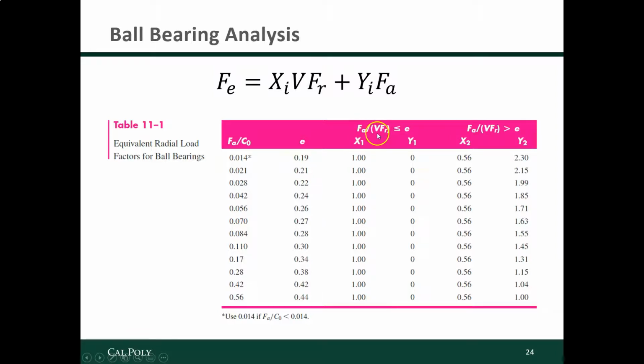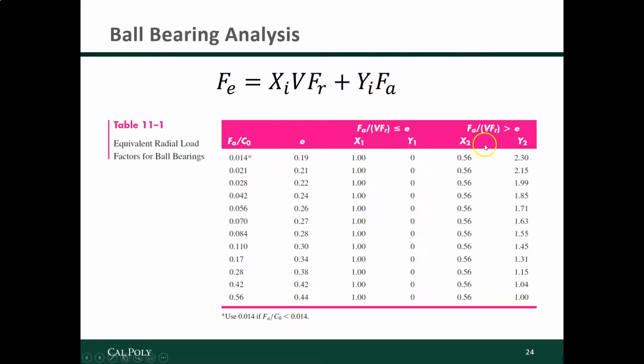The axial load divided by V times FR. This is basically what percentage of the axial load relative to the radial load. If it's very small, if it's less than E, whatever this number E we look up, then our x1 is simply 1 and y1 is equal to 0. This simplifies that the axial load has no contribution, and all of the contribution is coming from the radial load in that case. Now, if our axial load is substantial relative to this number E, then we'll find that we need to be over in these columns here, and we're going to have a different component y2. This axial load is going to have a different effect.